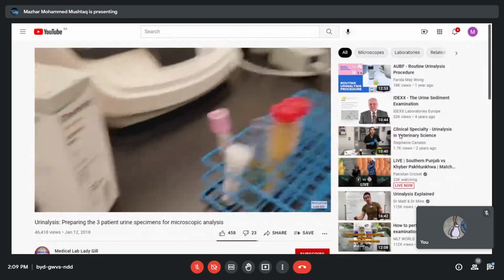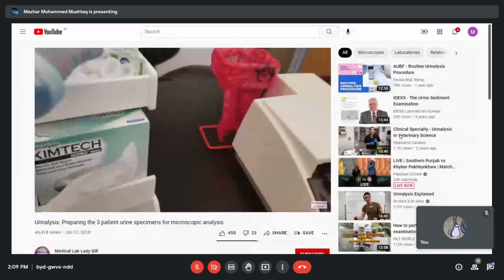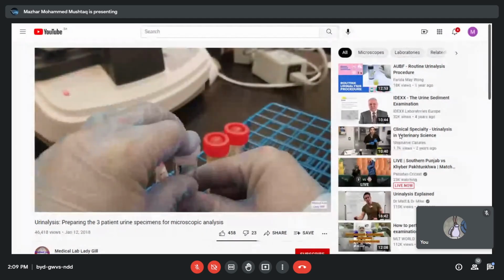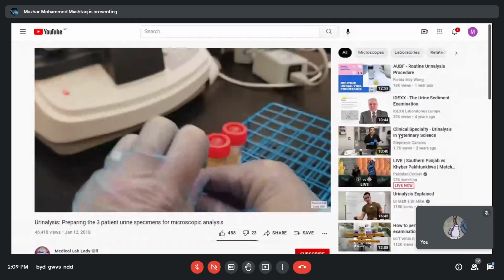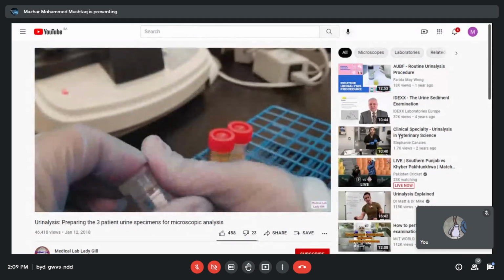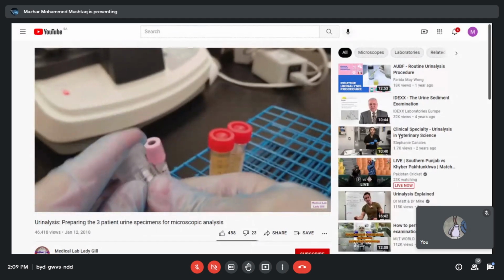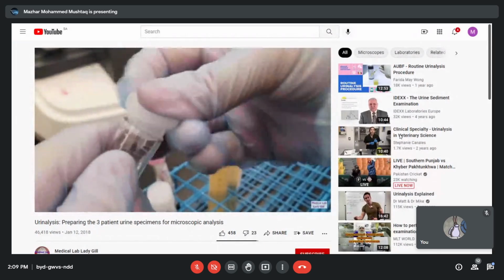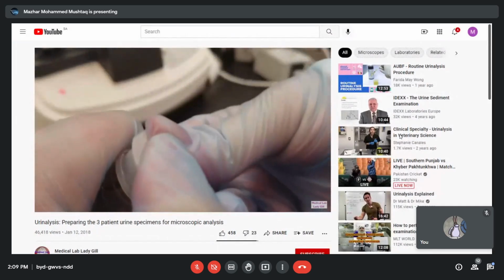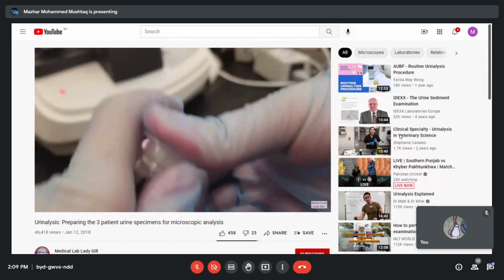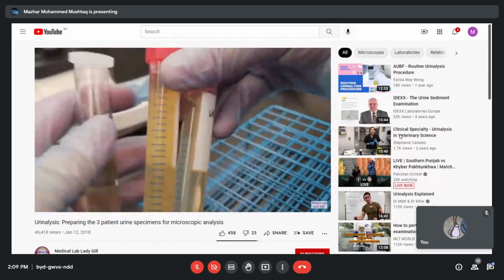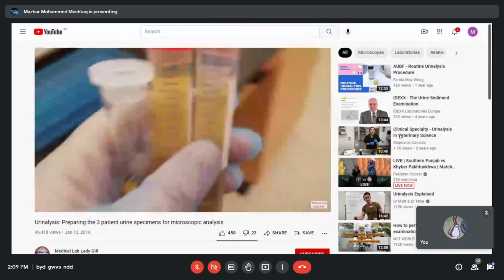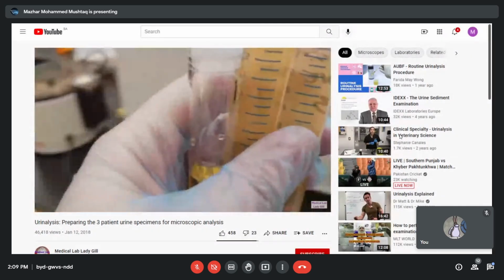All right, I'm going to get a little cap. Hopefully that's going to sit nicely on this tube. Sometimes these caps don't work really well. You can also parafilm the top of the tube if you need to. Oh, there we go, we got it. Okay, we're going to put these in the centrifuge.